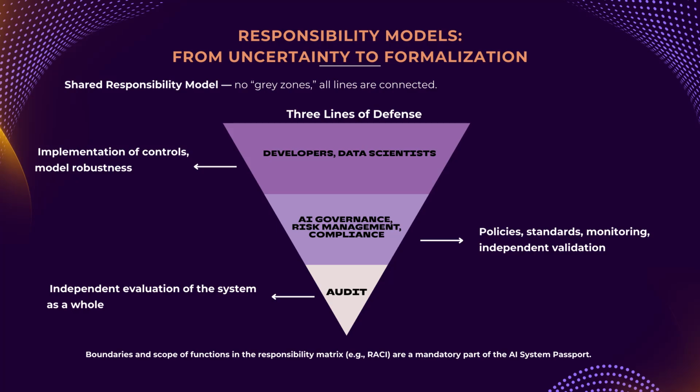The third line is internal audit, whose role is to independently assess the effectiveness of the first 2 lines and the entire internal control system in the AI security domain. It is critically important to formalize this distribution. This is achieved through developing a responsibility matrix, such as RACI, which must become an integral part of the AI system passport. This eliminates gray areas of responsibility, especially at handoffs between development and operations, where risks are traditionally highest.